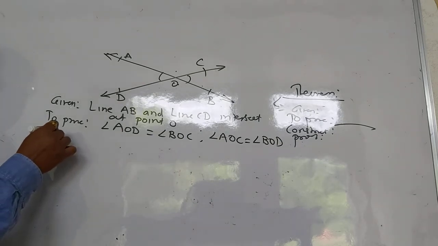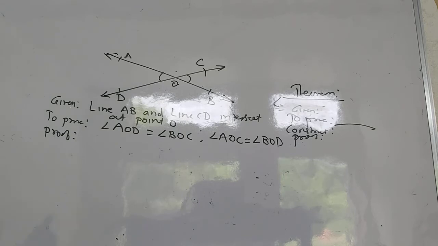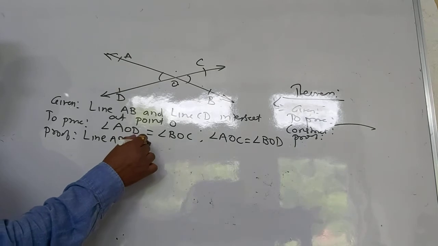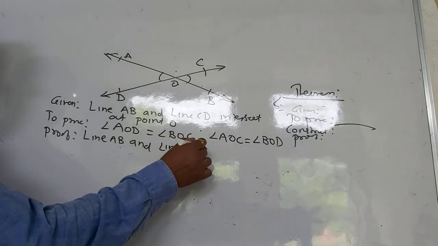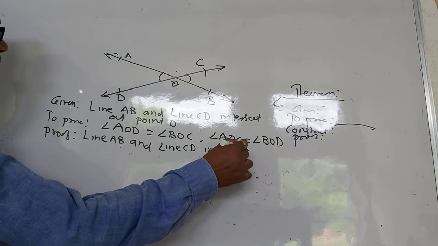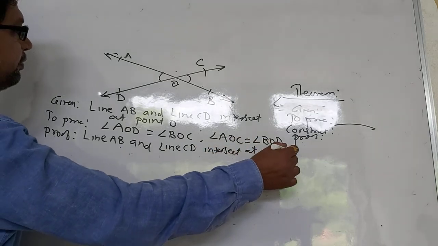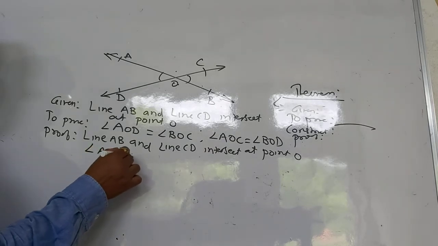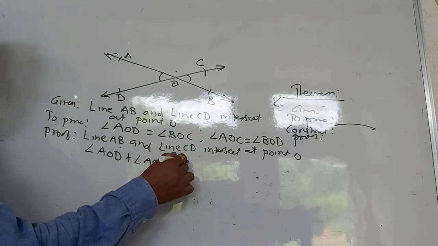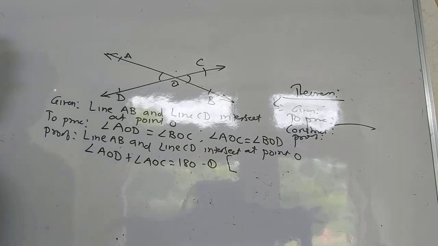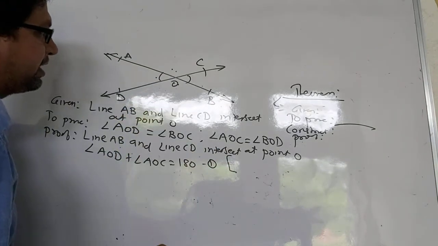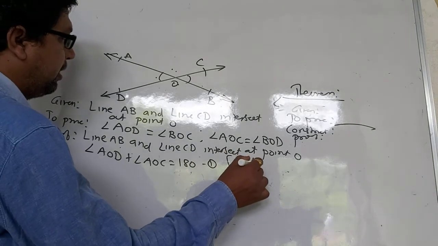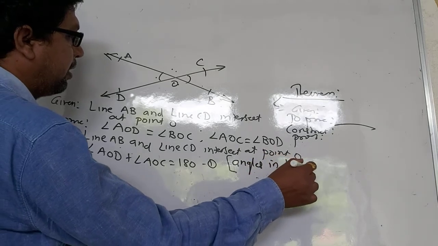So directly we start from the proof. Always what is given to you, that you should write first. Line AB and line CD intersect at point O. Next, angle AOD plus angle AOC is equal to 180. Here you can give equation 1, and you can write the reason. These two angles are adjacent and they measure 180, therefore angles in linear pair.